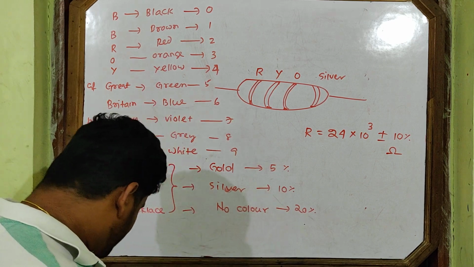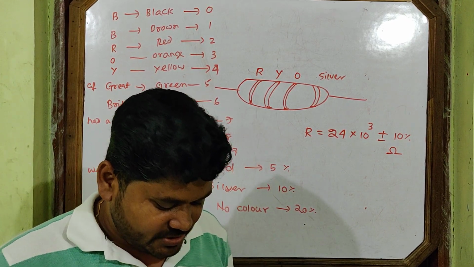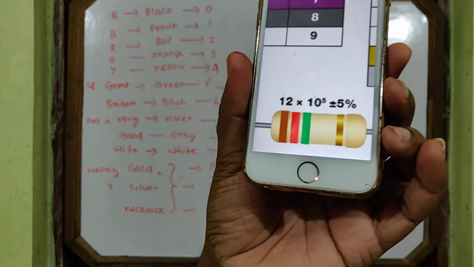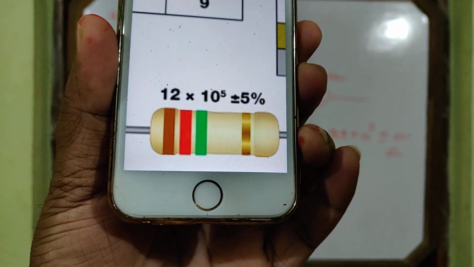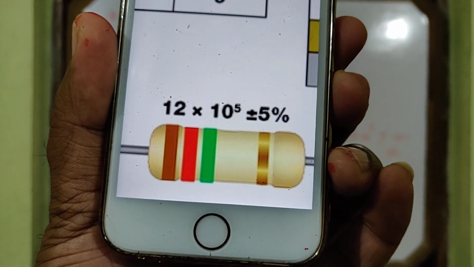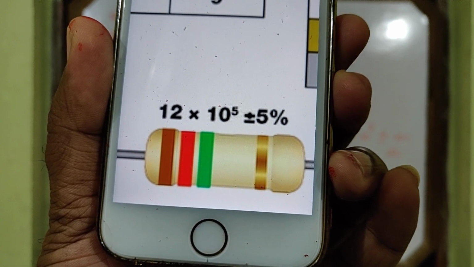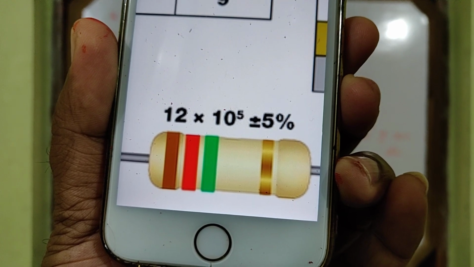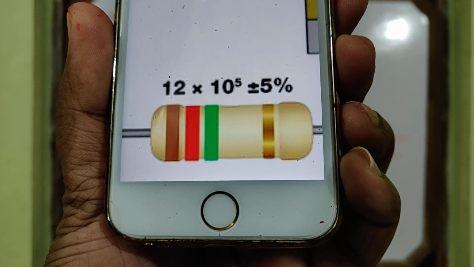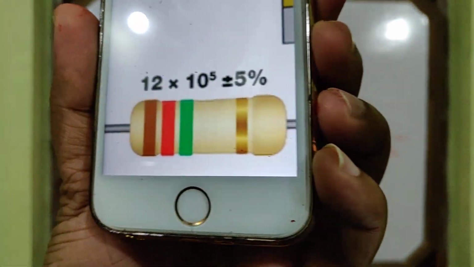Now I am showing you one resistor. You see this resistor. Can you see this one now? See this resistor. So what is the first color? The first color is brown. You see, one is written there. Then what is the second color? Second color is red. For red, what is the code? 2. For red, code is 2.